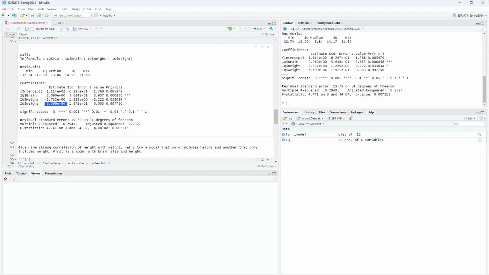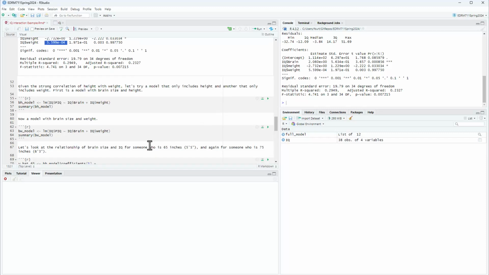Now, having said that, I also remember that height and weight had a lot of overlap. So I suspect if I take out weight, height will still account for a lot of the variation and vice versa. So given the strong correlation of height and weight, let's try a model that only includes height and another one that only includes weight.